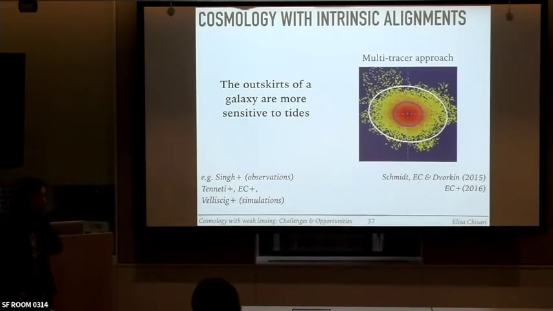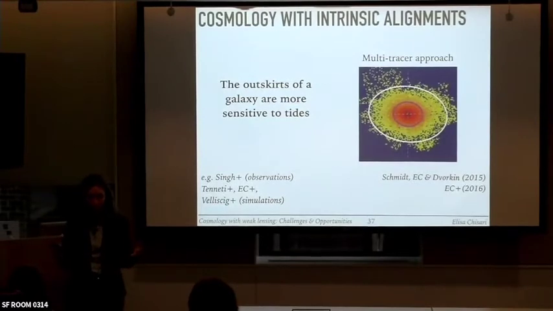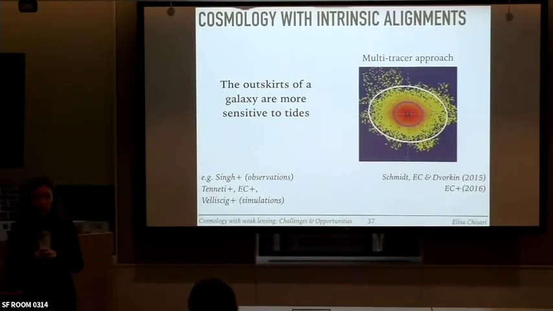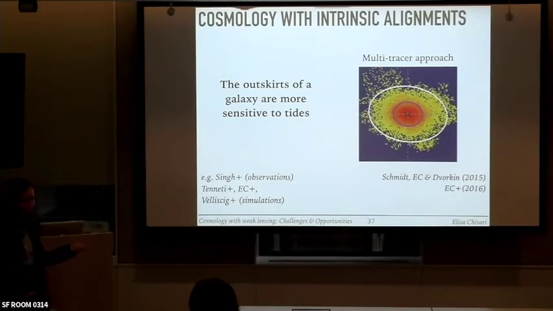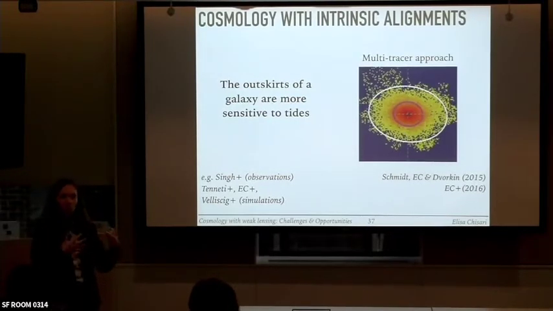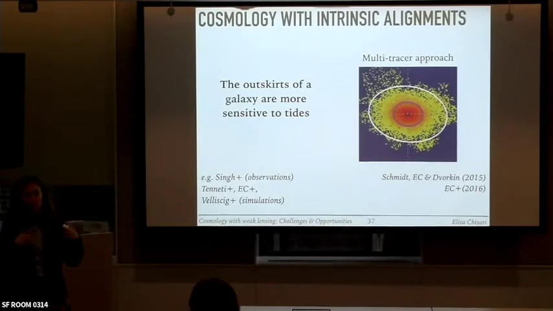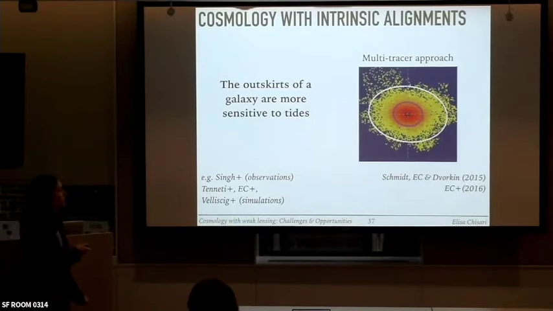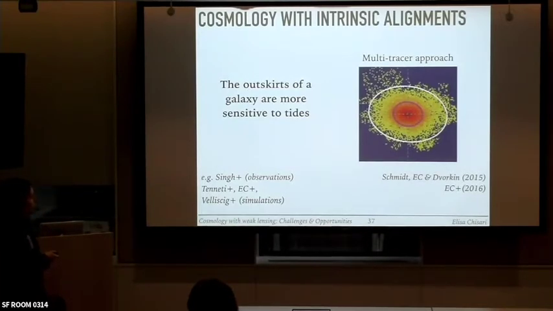In fact, there's evidence both from observations and from the simulations that the outskirts of a galaxy tend to have more alignment. This is because those outskirts are less gravitationally bound, which means that they can be more sensitive to tides and they can be more elongated or more sensitive to the last merger that a galaxy had. And so we could use that to our advantage. In the same way that in clustering there has been a proposal to combine clustering samples that have different biases, this is the same proposal, a multi-tracer approach, where you combine different samples that have different shape biases.